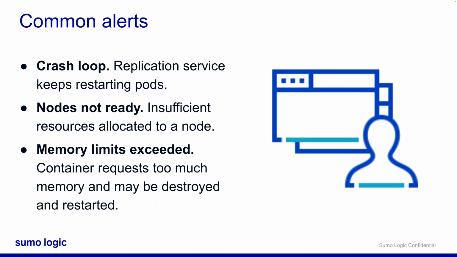Now, what do you want to do once you receive these alerts? What should you do? If you get a crash loop alert, for example, you might want to check your service and deployment settings to make sure you have the correct number of pods for the jobs you want your cluster to perform. For the nodes not ready, how might you resolve that? You might want to allocate more resources to your nodes to keep them up and running. And for the memory limit exceeded, very simply, allocate more memory to your containers.